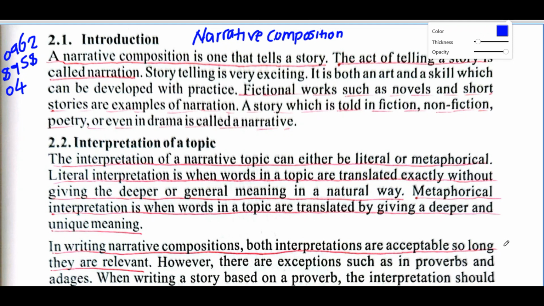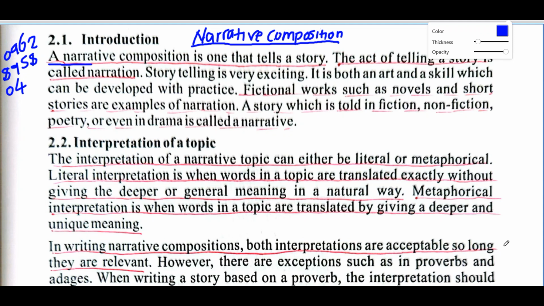So now we have a narrative composition, which is one of the compositions that you are likely to find in English paper 1, which is section A, and it's one of the compositions where you need to make a choice. Right, so now let's look at what is fully meant by a narrative composition.